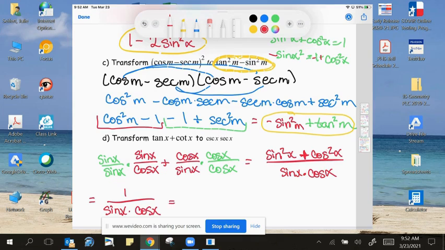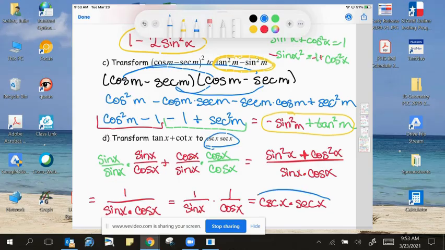Okay, we can think of that as two separate fractions now because that denominator is multiplied. 1 times sine x over 1 times cosine x. 1 over sine x times 1 over cosine x. Well, 1 over sine x is cosecant x, and 1 over cosine x is secant x, and that is exactly what we wanted to prove.